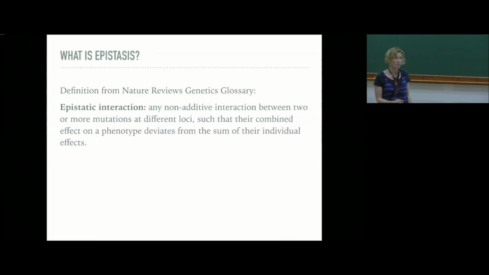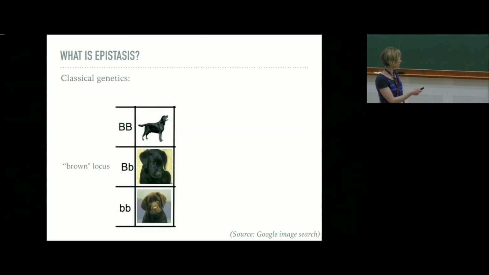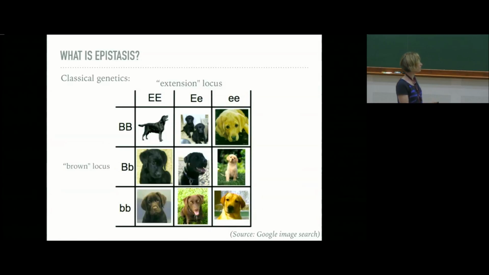Now let's look at an example where you have some specific phenotype and not fitness yet. Here are Labradors, a quite famous example of epistasis, where you have a brown locus which is recessive. If you are homozygous for this brown locus, then you're going to have a brown Labrador instead of a black one. Then there's a second one, the so-called extension locus, and it's basically a locus that just takes away the dark pigment.